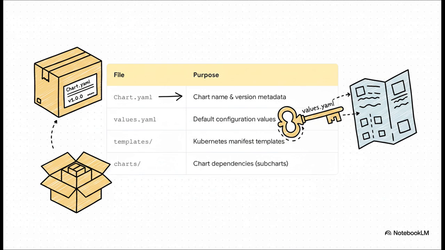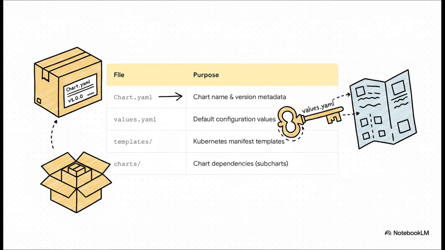First, Chart.yaml. Think of it like the label on the box. It's just metadata, like the chart's name and version. Now, the values YAML file, this is where the magic happens. It gives you all the default configuration values that get plugged into your templates. This is what makes charts so flexible.